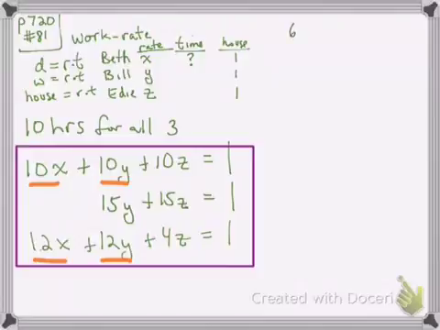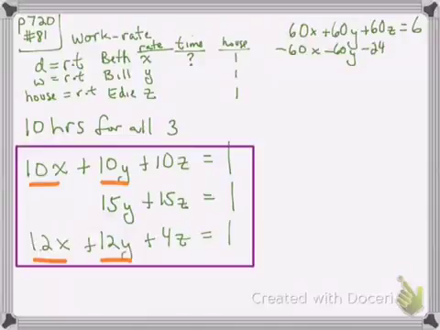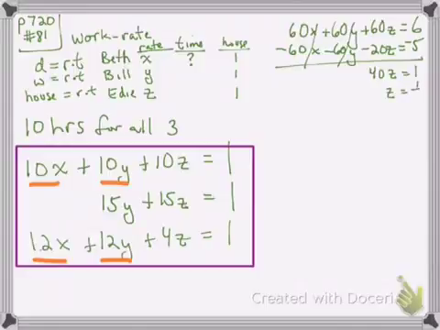So I'm going to multiply by 6 and I get 60x plus 60y plus 60z equals 6. And then the last one I multiply by negative 5, so I'll have negative 60x minus 60y, and then negative 20z equals negative 5. Oops, sorry about that, I forgot I was multiplying by 5. We add these up, and these x's and y's disappear as I promised they would. And then we have 40z equals 1, and so z equals 1/40.